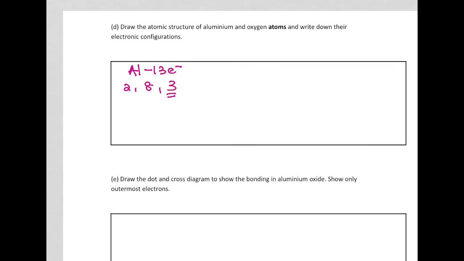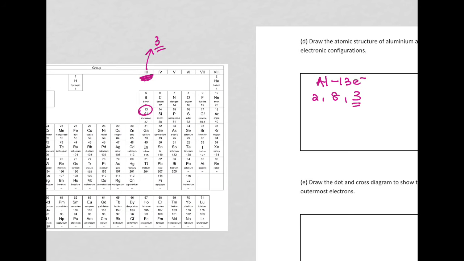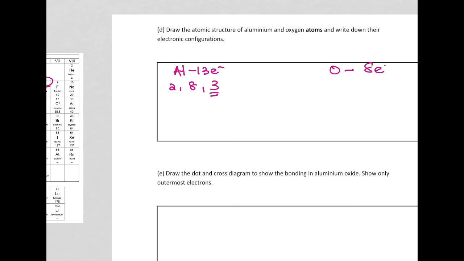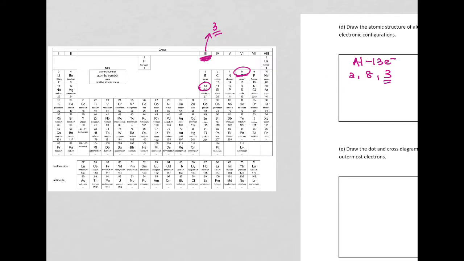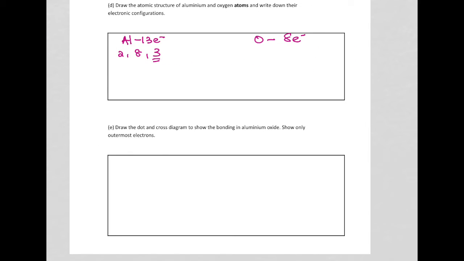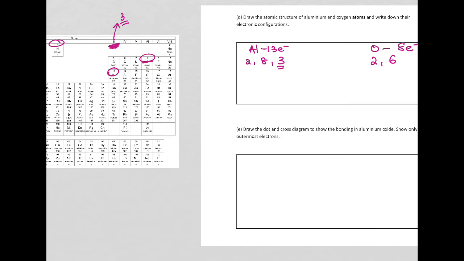And then we have oxygen. Oxygen has 8 electrons. Number of electrons is always the small number. Alright, and you're expected to be able to draw the structure of the atom from element 1 to element 20. So 2 and 6. And if you look at oxygen, it's in group 6, therefore 6 outermost electrons.